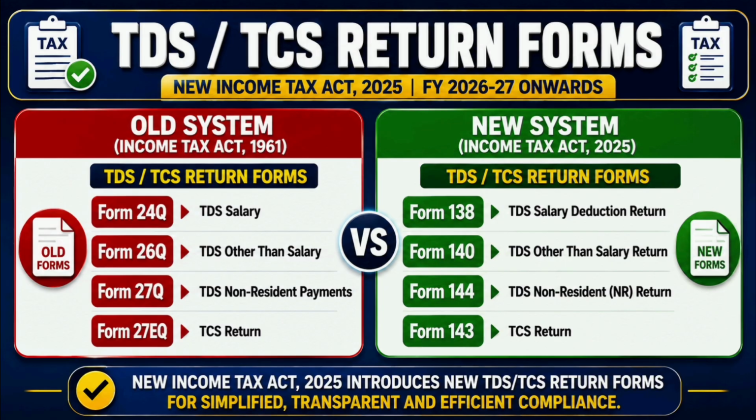Then fourth aspect, return forms. Which forms are applicable for filing the returns? In the old system, for TDS, Form 24Q is for salary, 26Q for other than salary, 27Q for non-residents, and 27EQ for tax collected at source. In the new Income Tax Act, the TDS forms are 138 for salaried persons, 140 for persons other than salary, 144 for non-residents, and for TCS, Form 143. This is overall the fourth aspect.